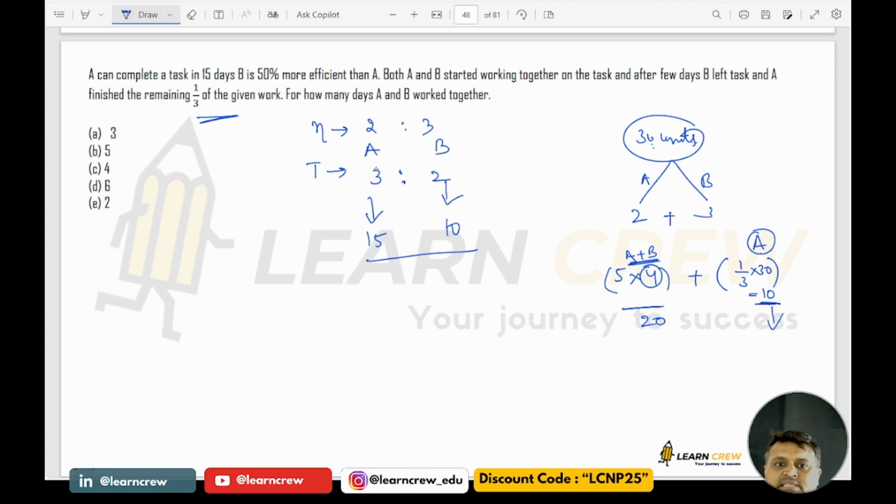A's capacity is 2 per day, so A has to work 5 days to do 10 units. So A alone works 5 days and A and B together work 4 days. For how many days did A and B work together? The answer is 4.